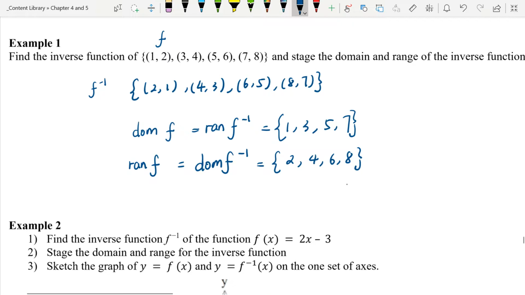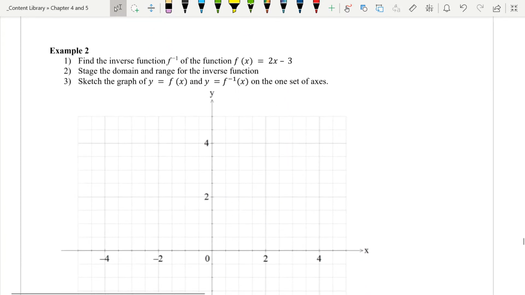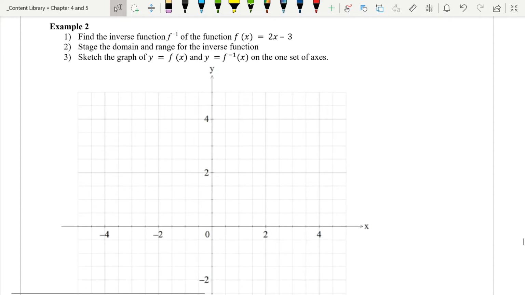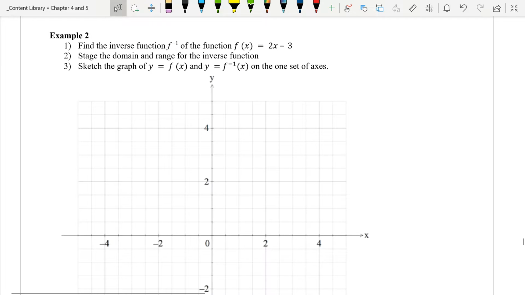Okay, let's look at a real question now. I have so many things to talk about. Just listen, please. Find the inverse function f inverse of x of this function, f of x equals 2x minus 3. The first thing I want you to do is sketch this graph in your notes. It's a linear graph, so it should take you 2 seconds to sketch it.